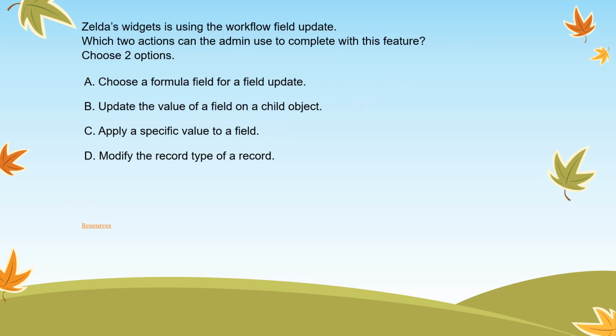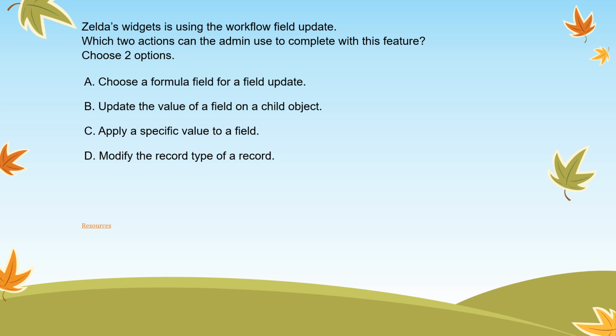Zelda's Widgets is using a workflow field update. Which two actions can the admin use to complete this feature? Choose two options. A. Choose a formula field for the field update. B. Update the value of a field on a child object. C. Apply specific value to a field. D. Modify the record type of the record.